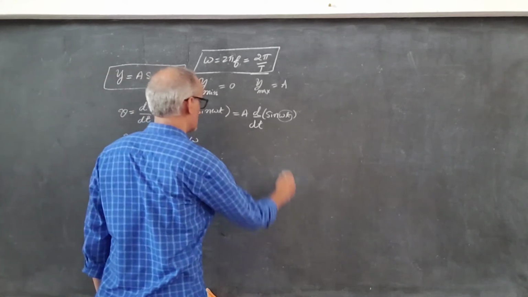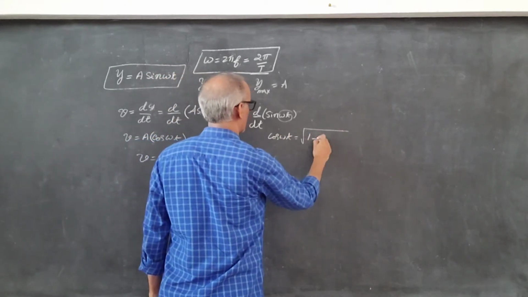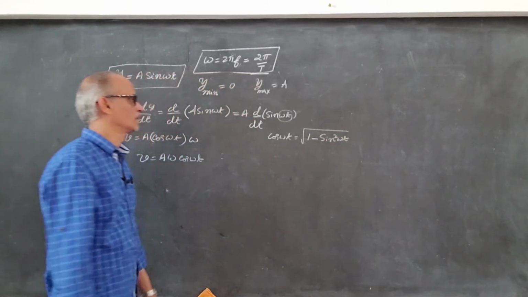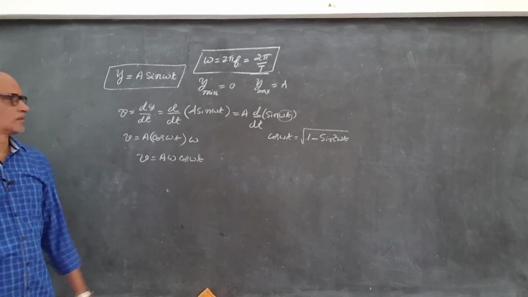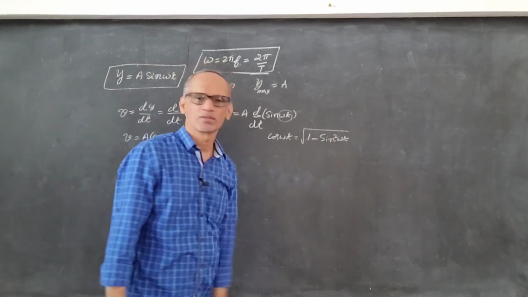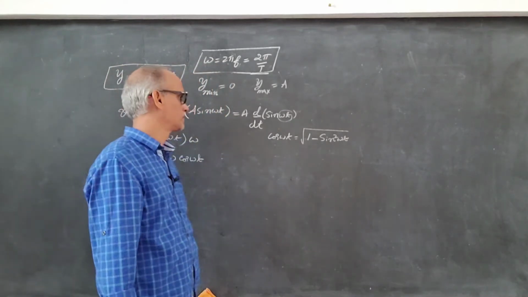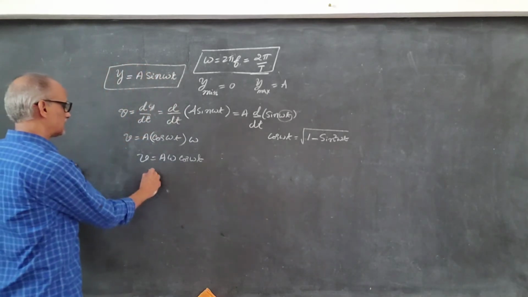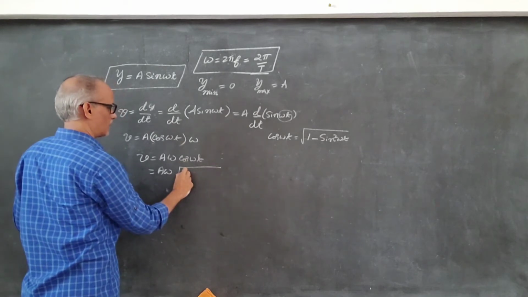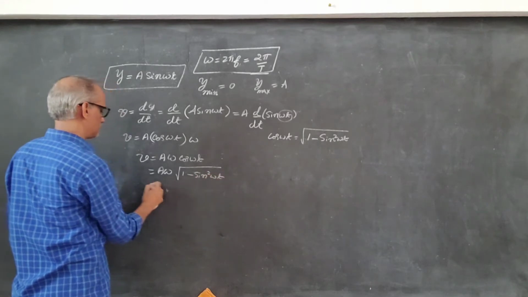We also know that cos omega t is nothing but square root of 1 minus sin square omega t, correct? Cos omega t is root of 1 minus sin square omega t. So we get that from sin square x plus cos square x is equal to 1. So I can replace here, cos omega t is nothing but root of 1 minus sin square omega t.